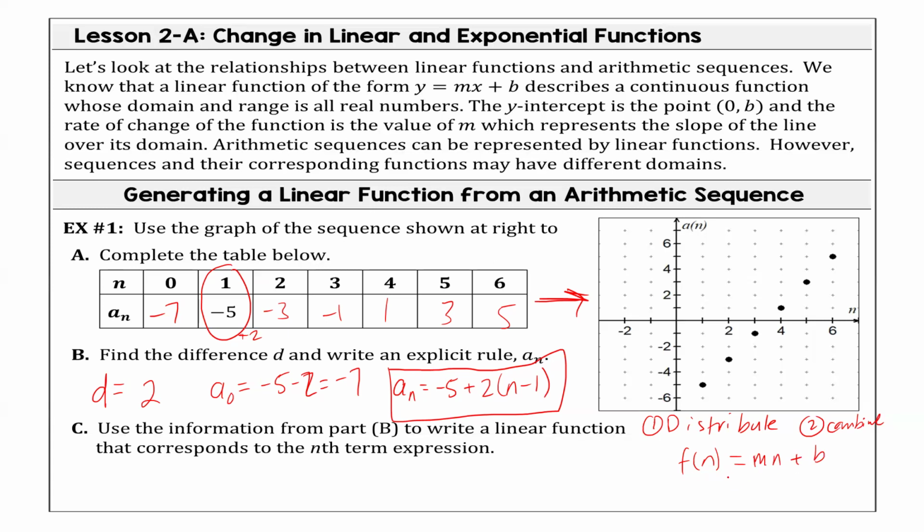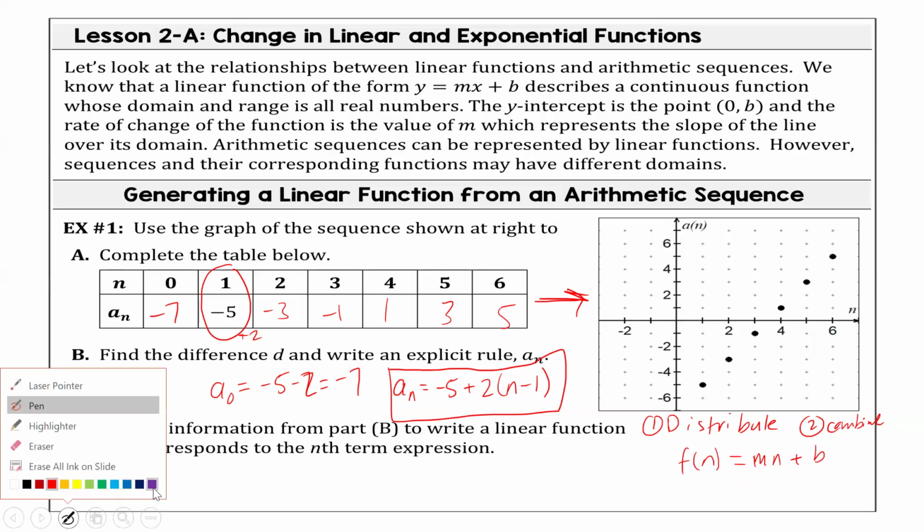And what does m represent in a linear equation? What does m represent in a linear equation? You hear that sound? Your slope. Your m represents your slope. What does your b represent in a linear equation? Y-intercept, your initial value, right? That's all you're doing here.